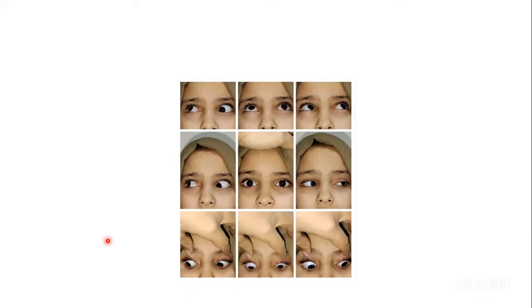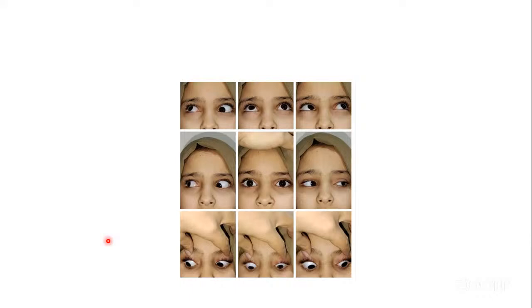And in trauma, what will you find? You will find hypotropia in the primary position, and restriction, or limitation of elevation as well.